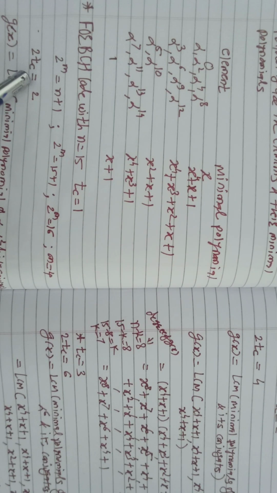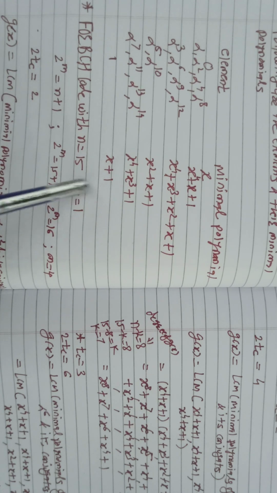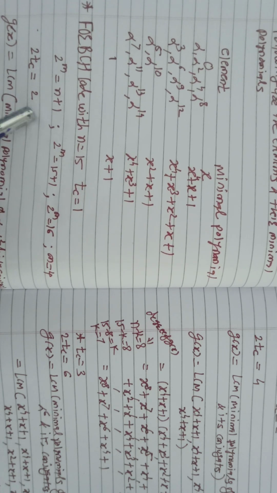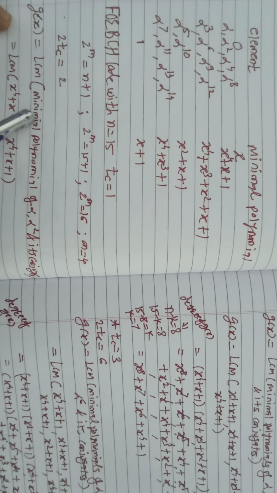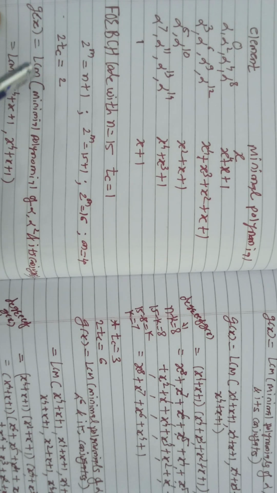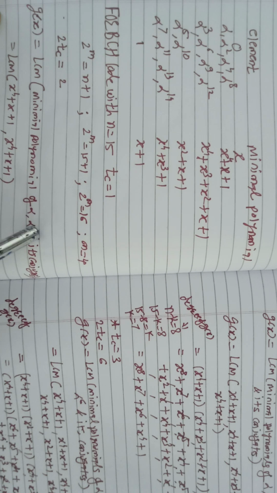Then you have to obtain 2TC. 2TC is 2 into 1, TC is 1, so that is equal to 2. Why 2TC? Because here you have to write that Gx is the LCM of minimal polynomials of alpha up to alpha raised to 2TC. Now here 2TC is 2, so we will go up to alpha square only. So the minimal polynomial of alpha square and its conjugates.